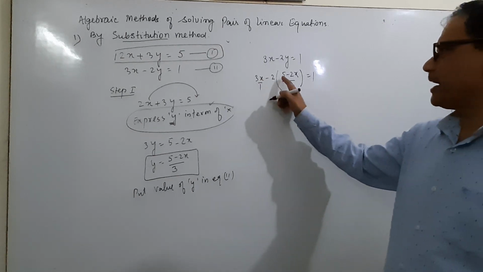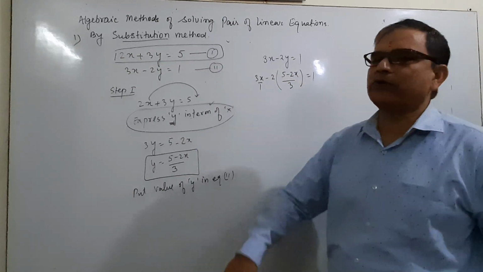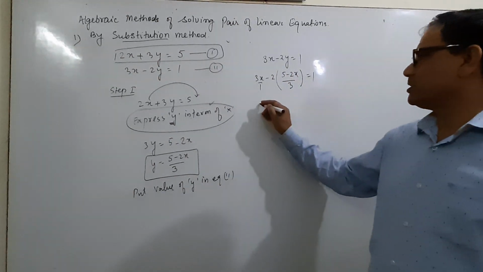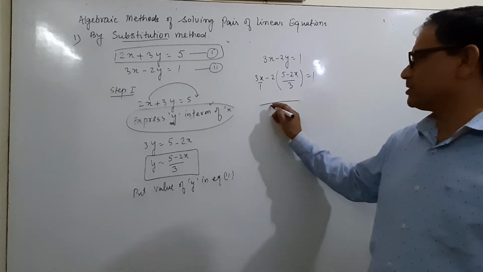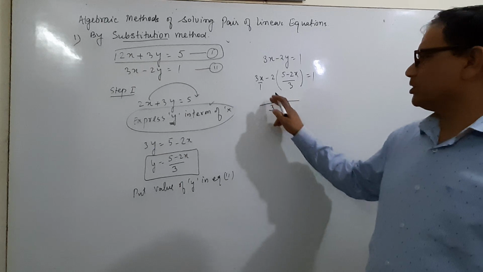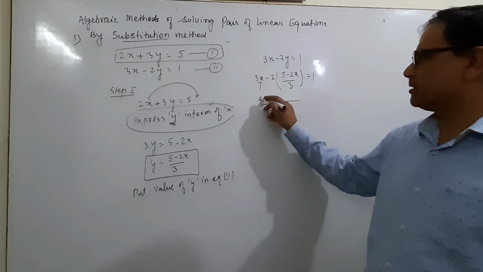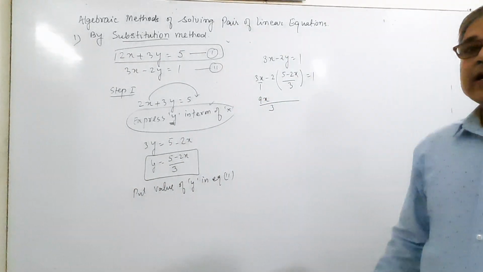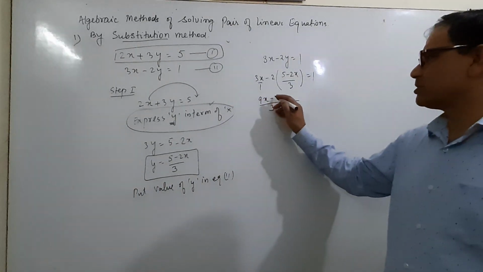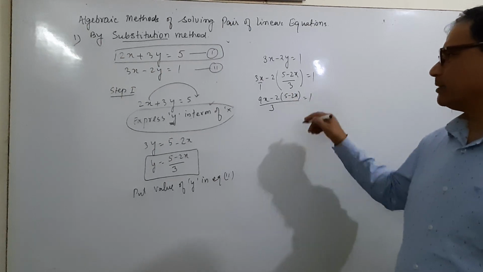And now this 2 will multiply to 5, this 2 will multiply 2x, and we have to take LCM first. What is the LCM of 3 and 1? LCM is 3. This 3 divided by 1 equal to 3. 3 times 3 is 9x. Is it clear? And after that, minus, this will be same, (5 minus 2x) equal to 1.